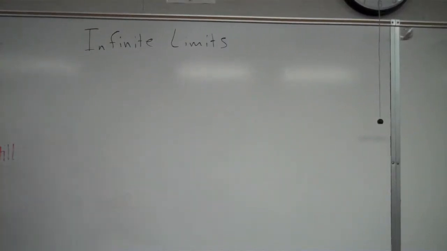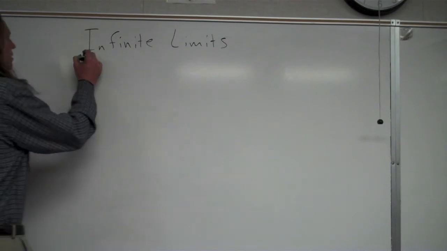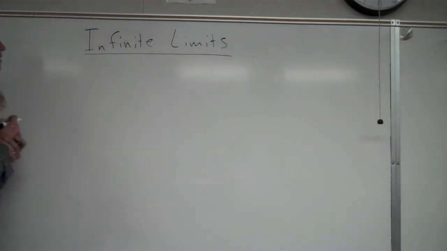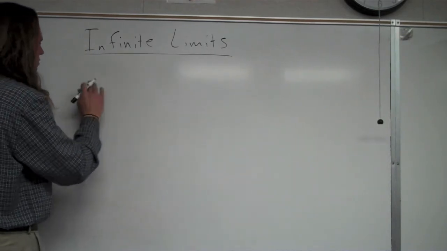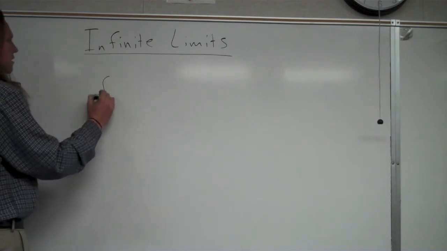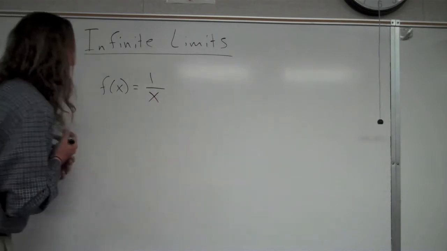Alright, let's go ahead and have a peek here at infinite limits. And in order to do that, first we have to start a little discussion about vertical asymptotes, because they're tied very closely to one another. So let's take a look at a function here. Let's take a look at a function f of x equals 1 over x. Start with a little example here.